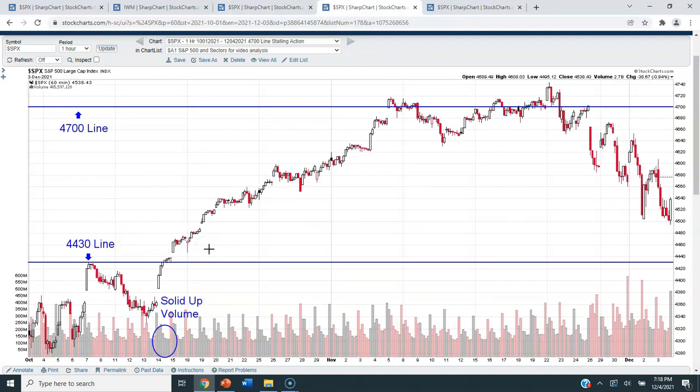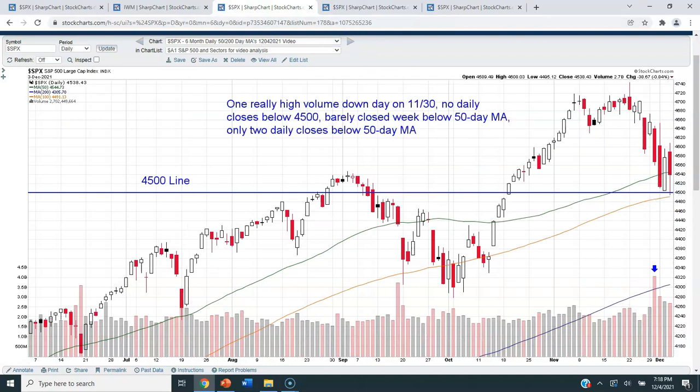For any of you that have watched my videos for a while, I've been talking about how important this 4430 level is. Then we finally got above this back in October, and then rallied up to this 4,700 level, this top blue line, where we really stalled out, and just above that level we've pulled back. Well, again, we know that we're above the 4,500 level, okay?